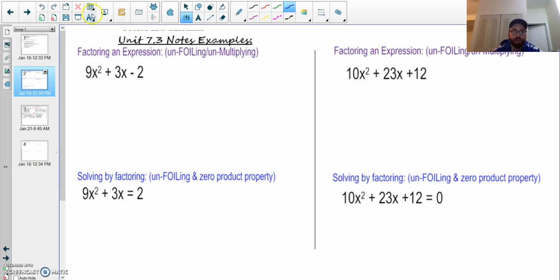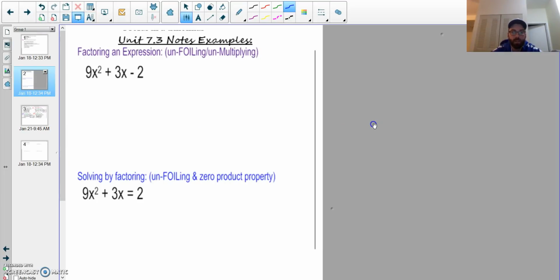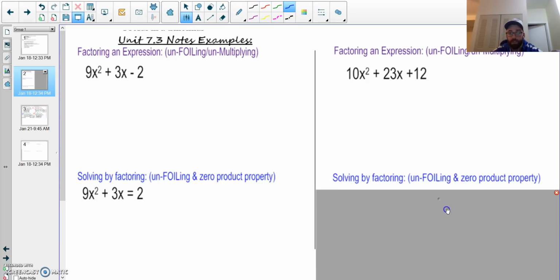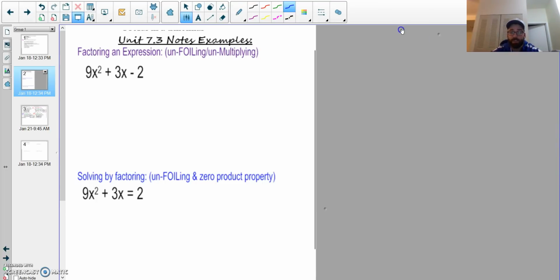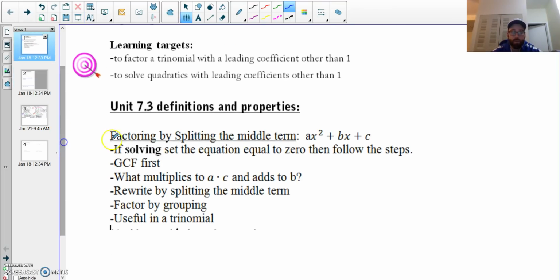Now, if we're looking at this first one here, some of us may be able to jump to it right away and guess and check, and we're comfortable using guess and check, and that's fine if you're one of those people. But some of these numbers, like when I'm looking over here, guessing and checking is going to be tough. So understanding how to split the middle term is a good skill to have for sure. So, how do we do it?